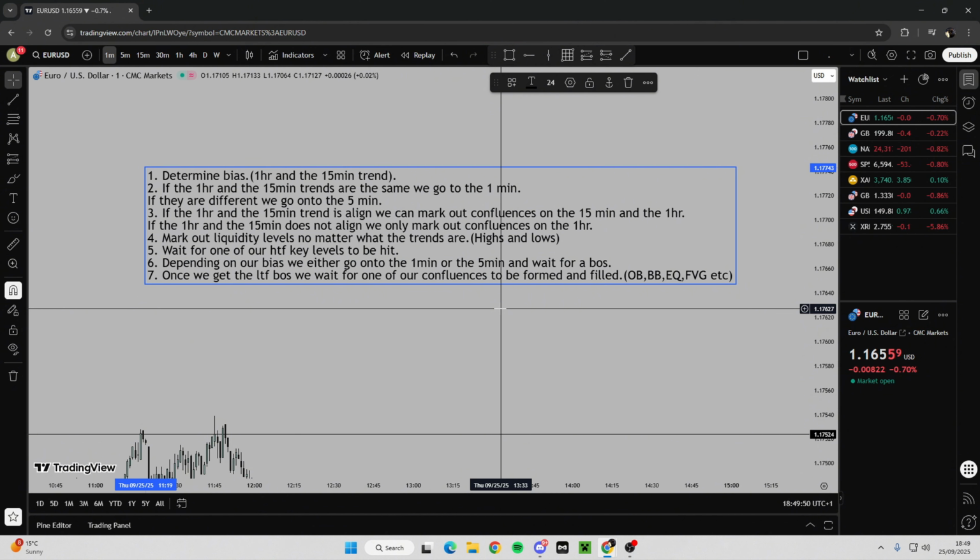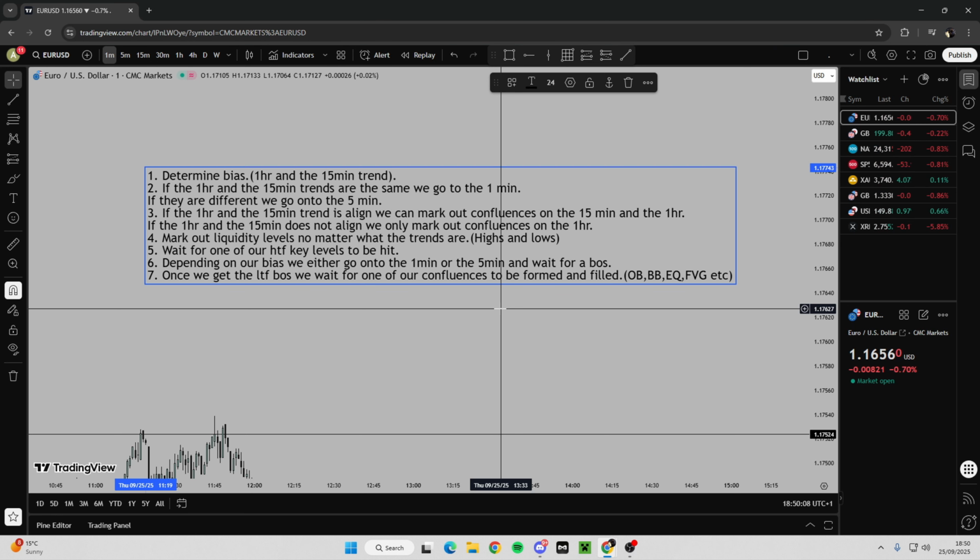I'm going to show you guys the example. I'll get into that later. So we wait for one of our high time frame key levels to be hit. Once they get hit, depending on our bias, we either go onto the 1 minute or the 5 minute and wait for a break of structure. This is after our high time frame key level gets hit.